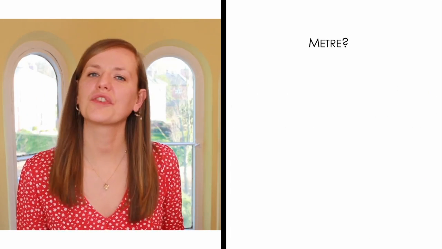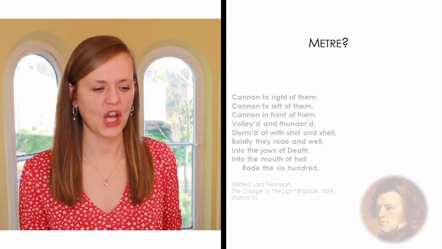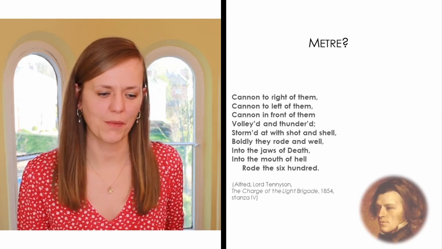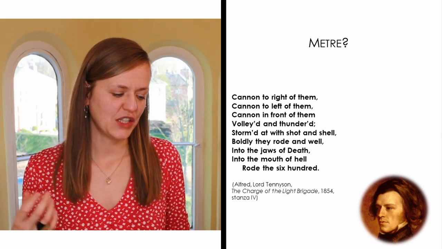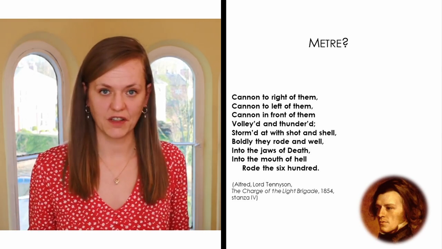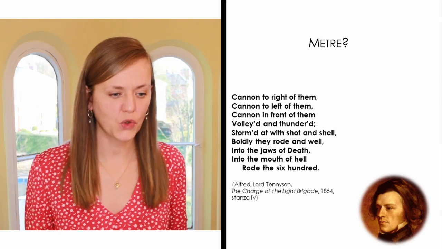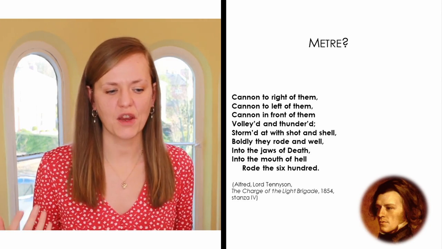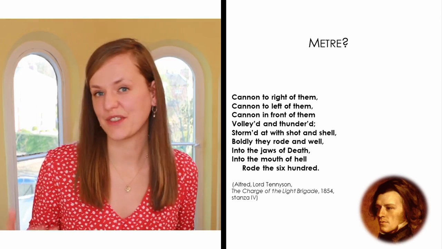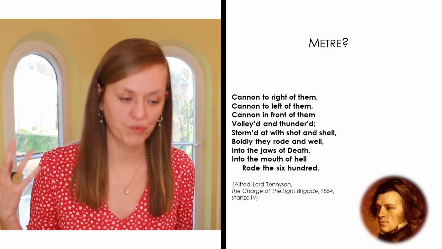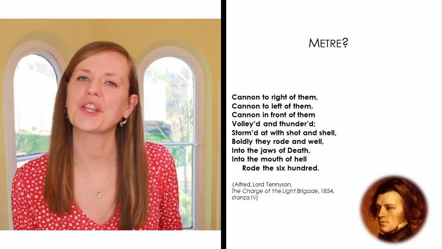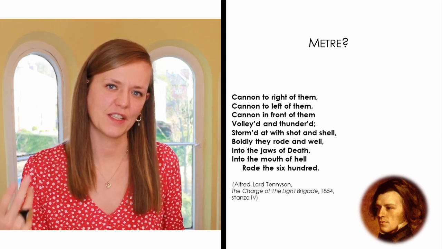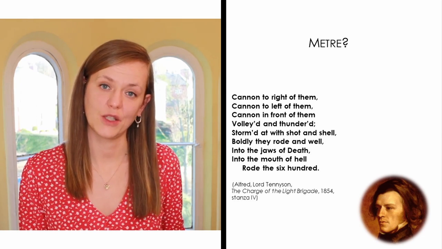This is Alfred Lord Tennyson's The Charge of the Light Brigade from 1854. Cannon to right of them, cannon to left of them, cannon in front of them, volleyed and thundered, stormed at with shot and shell, boldly they rode, and well, into the jaws of death, into the mouth of hell, rode the 600. So what do you think is the meter, is the rhythm in The Charge of the Light Brigade?